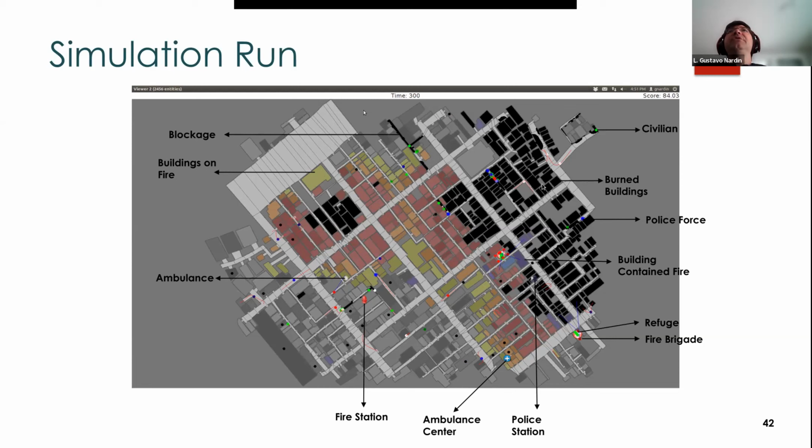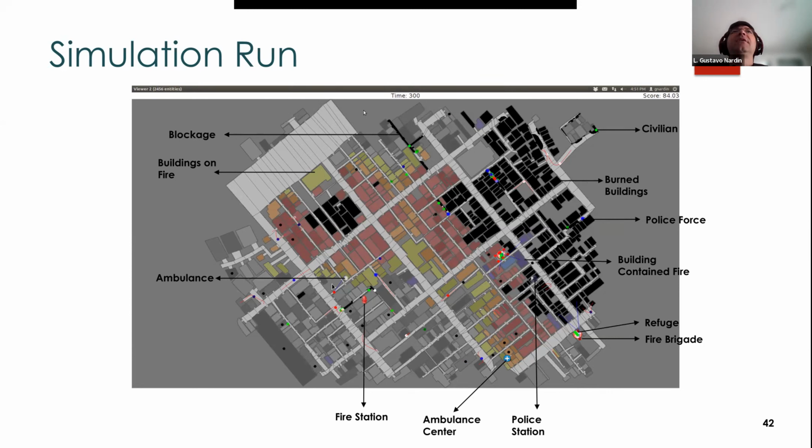Burned buildings are the buildings that are in black. We have also buildings that have been contained fire. It wasn't on fire before, but now they have been extinguished by someone, so it was not completely burned. It is this purple color here. These are related to the buildings.